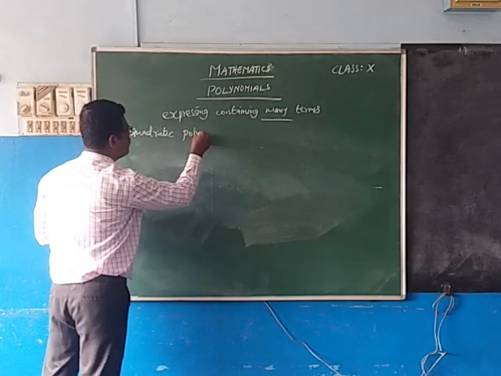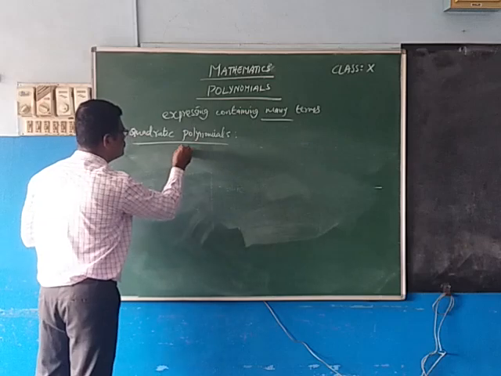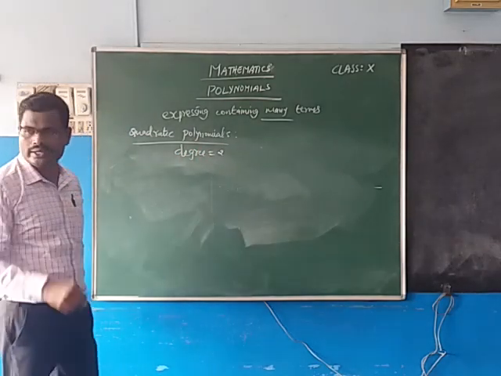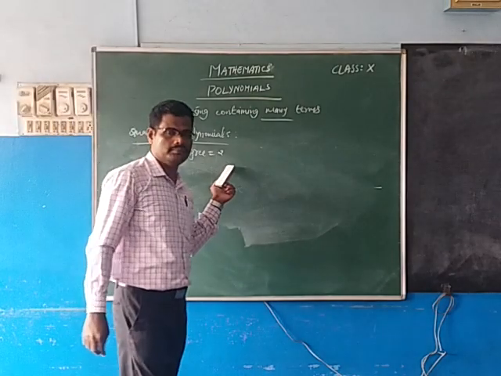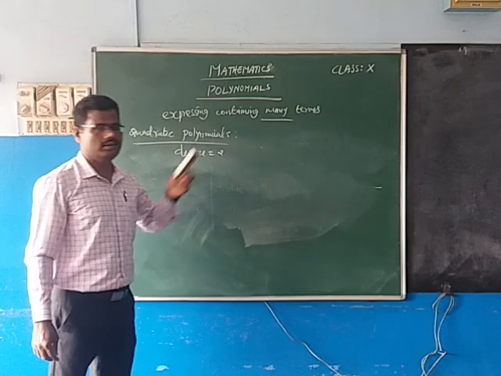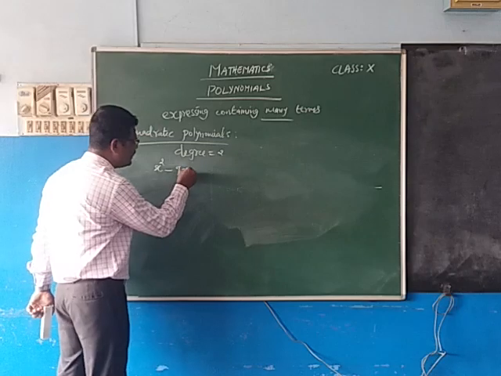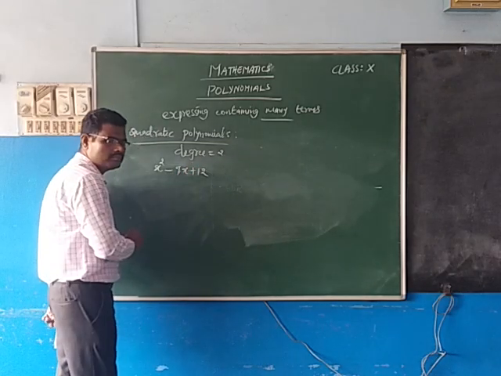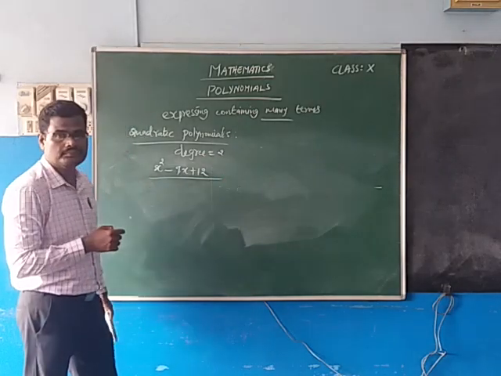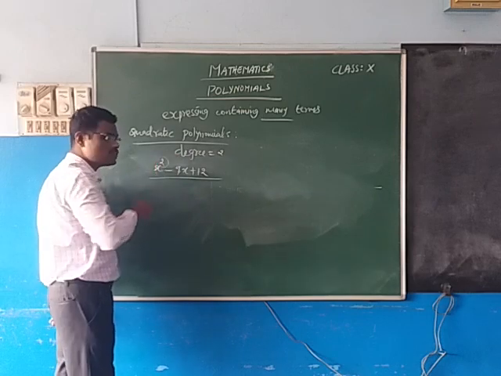What is the meaning of quadratic polynomial? A polynomial containing variables of degree 2 is called a quadratic polynomial. What is the general form of a quadratic polynomial? As I said, you might have learned x square minus 7x plus 12. It is an expression. It is a polynomial, because here x is the variable and the power of x is 2.